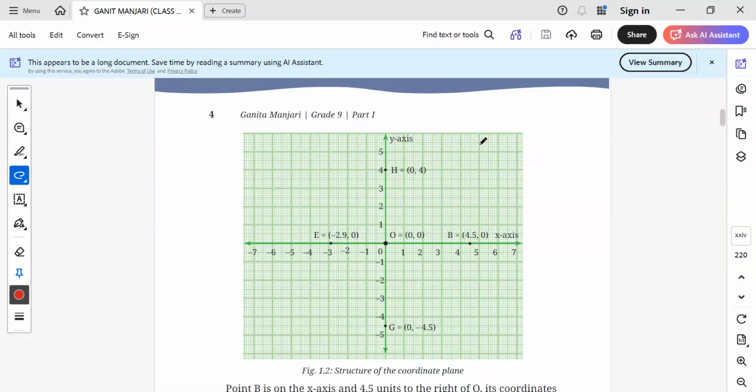So the first chapter is related to coordinate geometry. So today we will do the first exercise, that is 1.1. Before going ahead, we should know what coordinates are and all the related things.